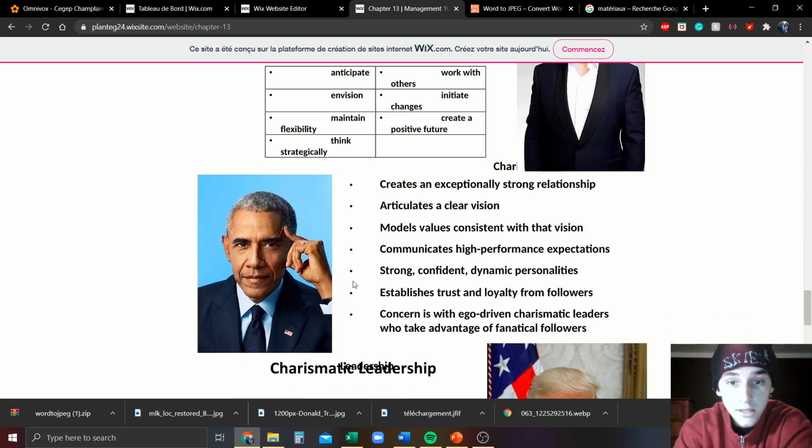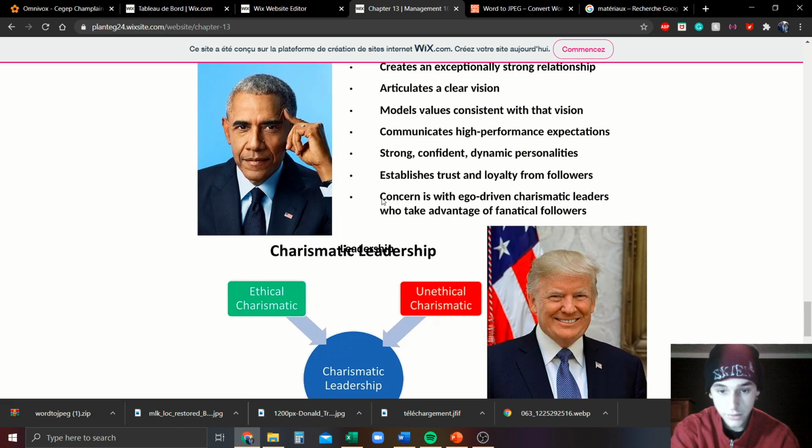As for charismatic leaders, I put a picture of Barack Obama. He creates an exceptionally strong relationship. To sum up, he's a very open-minded person. He's been through a lot, so people can relate to him a lot. He's strong, confident. He has a dynamic personality, and when he talks, everybody listens to him just because they can relate to this person, and he has great ideas, which makes him very charismatic as a person.